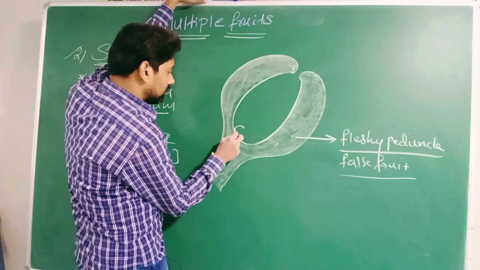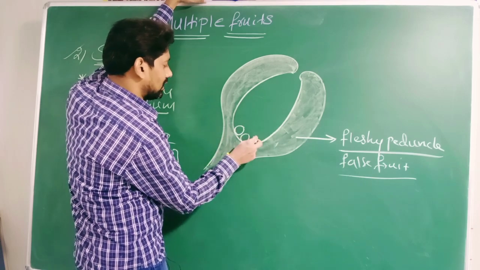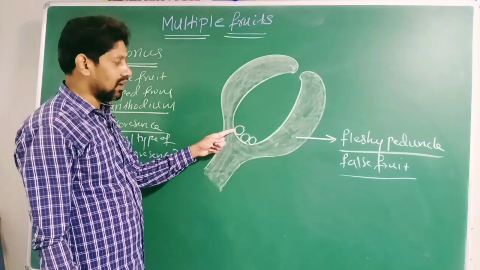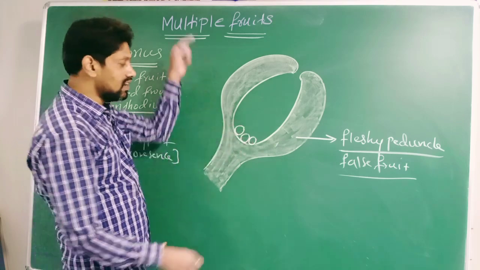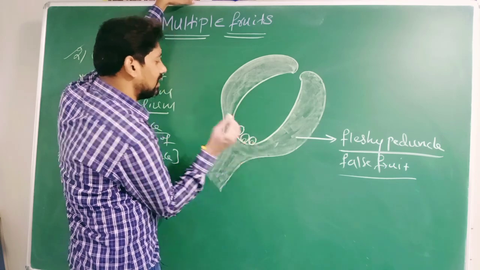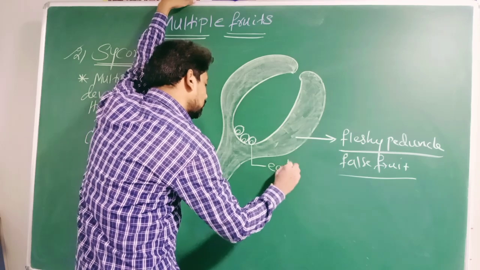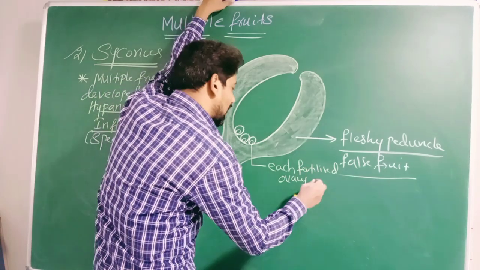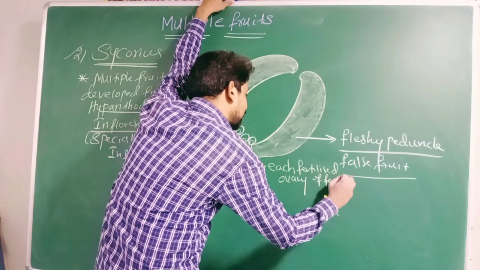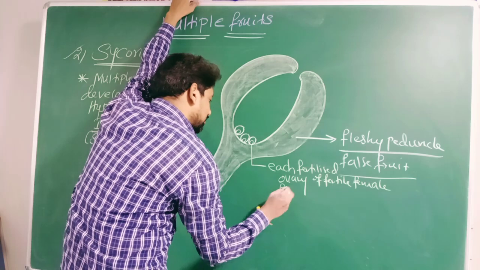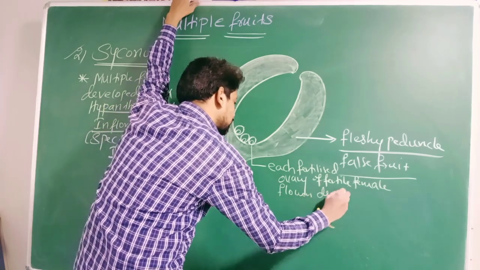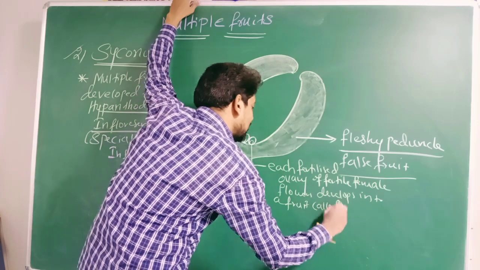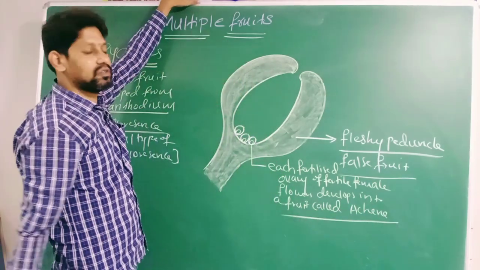Here, fertile female flowers are present. In the fertile female flowers, this is the ovary. Each fertilized ovary of the fertile female flowers develops into a fruit called achene.